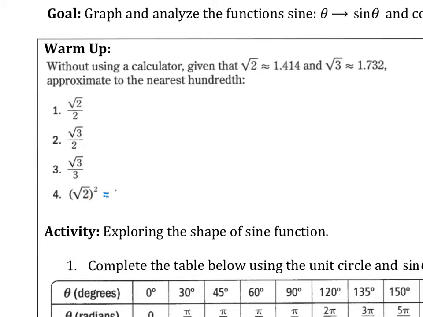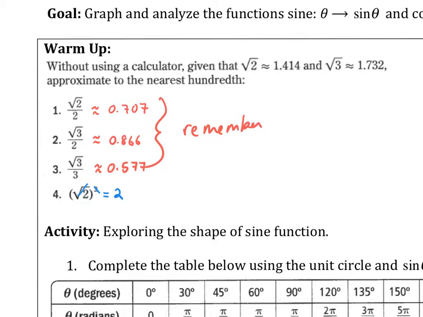This one here is exactly 2 because the square and the radical are inverses. Next up, this one here is approximately 0.866. This one is approximately 0.707. And this one is approximately 0.577. These are going to show up a lot, so you might want to just remember these ones. It's going to help us out later.